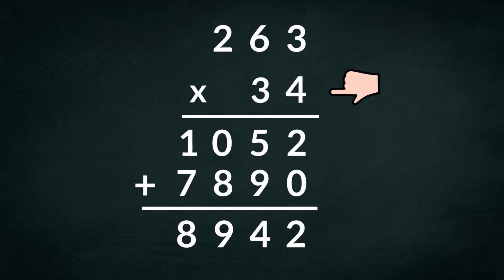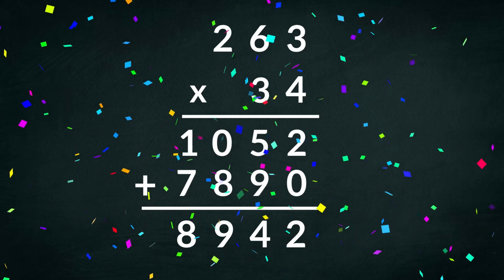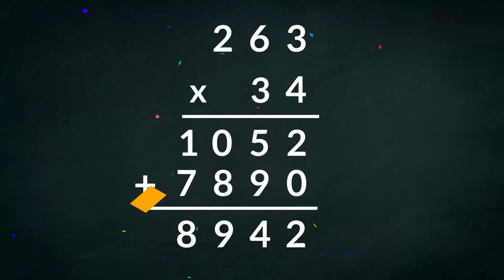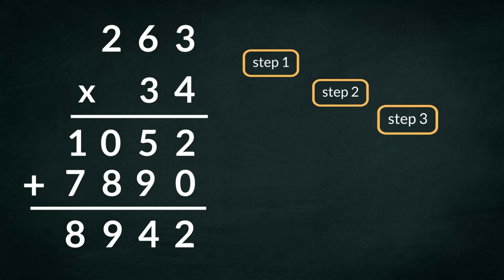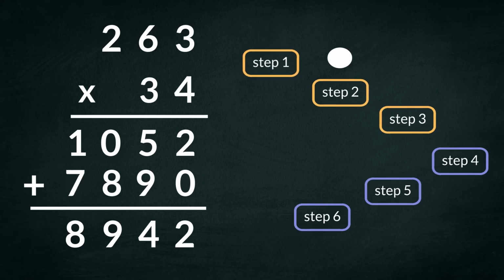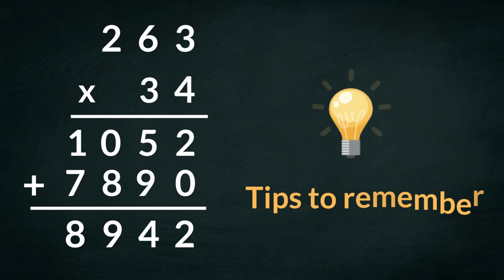263 times 34 equals 8,942. Okay, that's a pretty big number. Multi-digit multiplication's no joke, huh? But once you know how to break this into small steps, you'll get your answer eventually. Before we wrap this one up, there are some tips you should know.